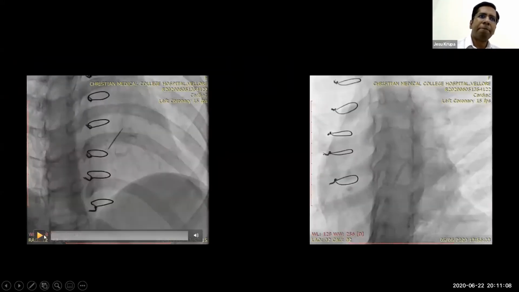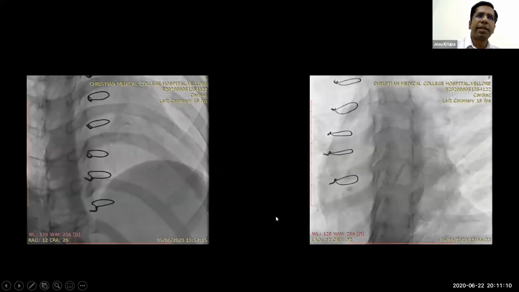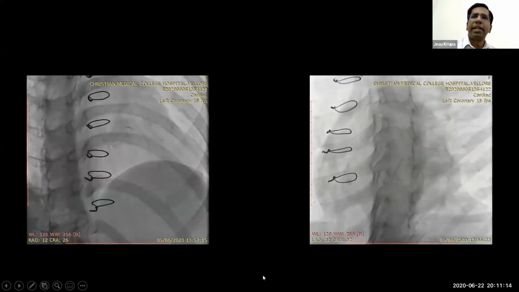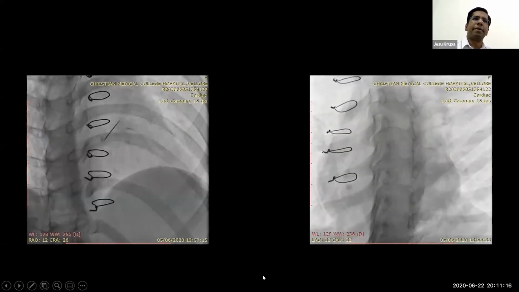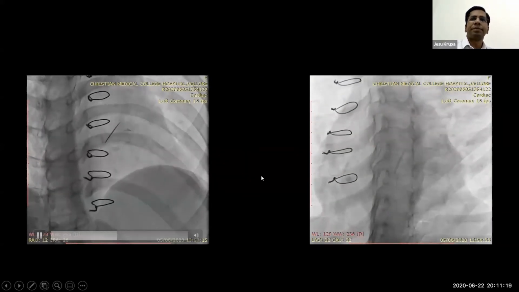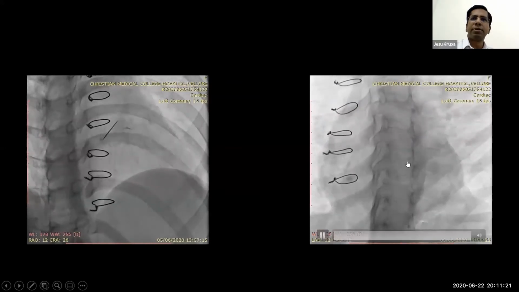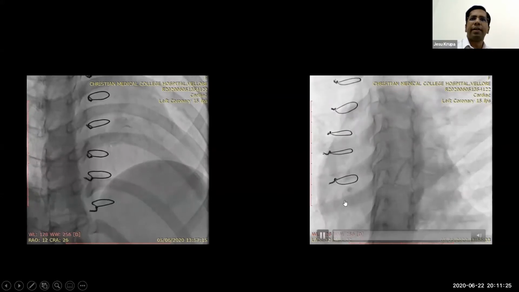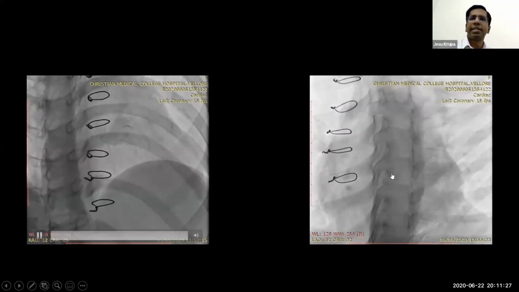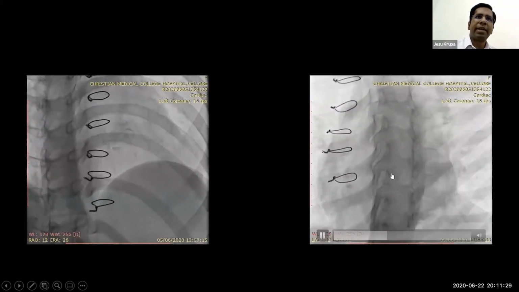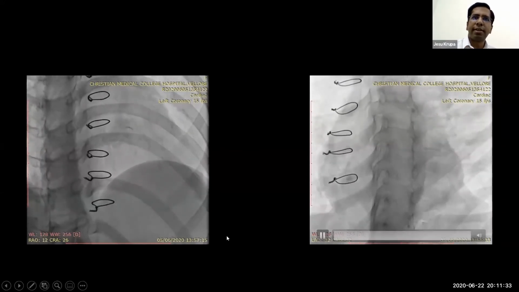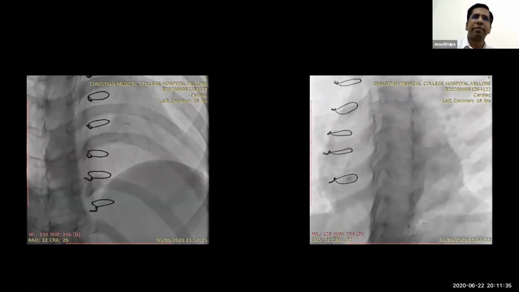So this is the fluoroscopy which was done for this patient, whenever we are in doubt or we need confirmation. As you can see, these are the discs that we see in two views. You can see only one of the discs moving in both the views. That is this one and this one. The other disc is not moving. So we are able to conclude that this is a case of a stuck valve where one is not moving.